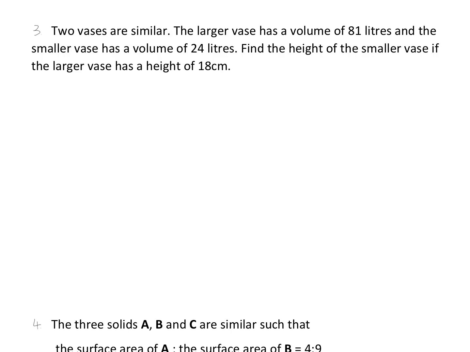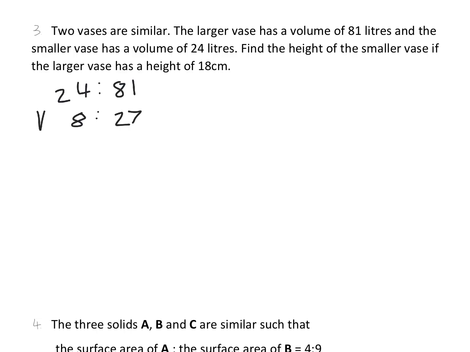So the ratio of the small vase to the larger vase for the volume is 24 to 81. We could divide both sides by 3 and we would get 8 to 27. So that is the volume ratio.